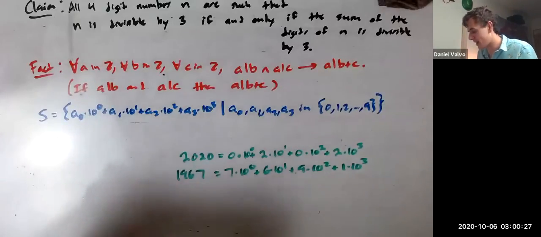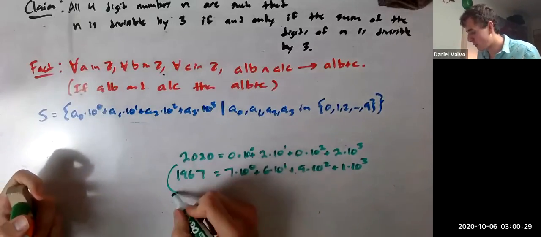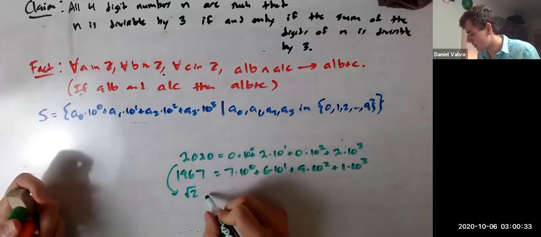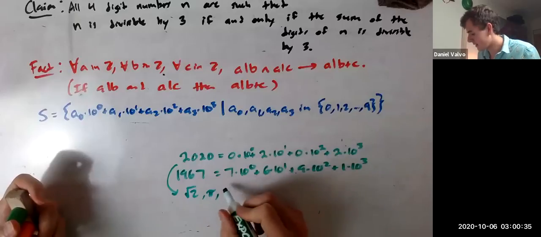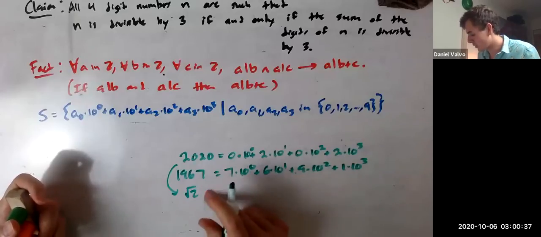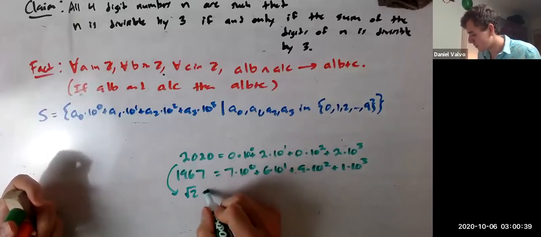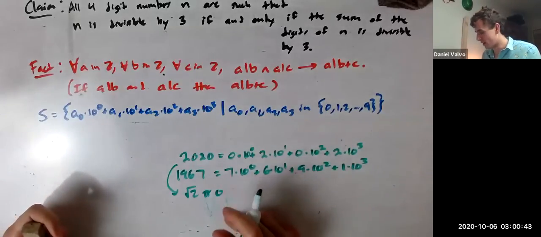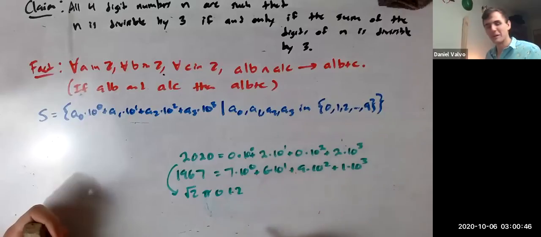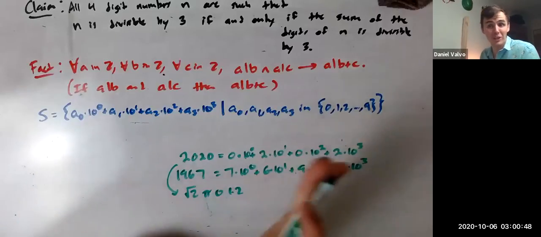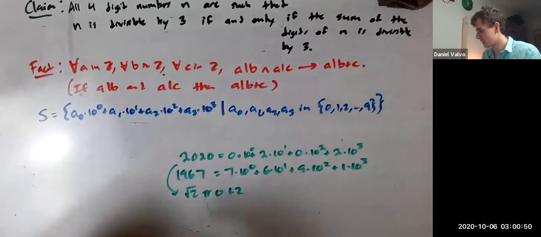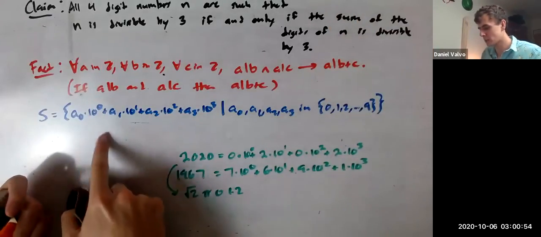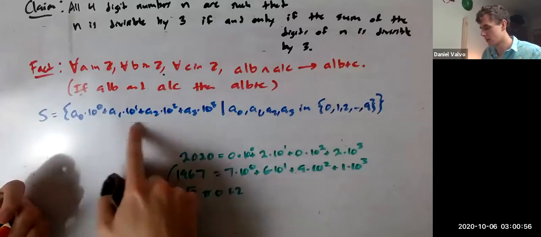Because the way we define our number system at least, you can't have like the square root of 2 pi, or something like that. You know what I mean? Or even like 1.2 or something. You need whole numbers, specifically less than 10. Any questions on this definition right here?